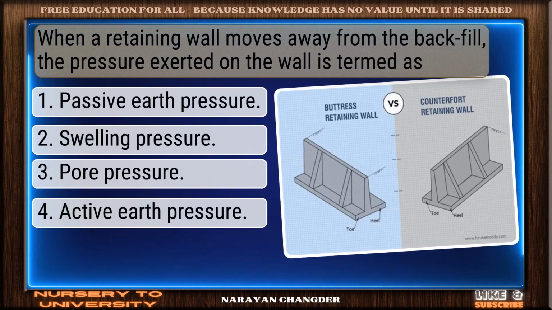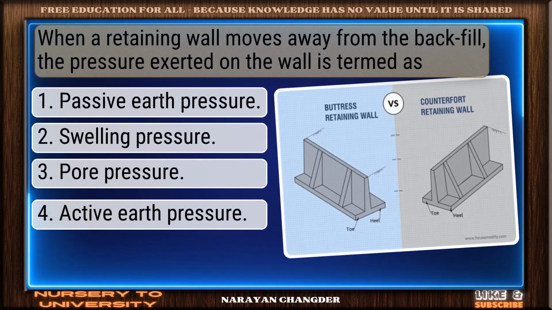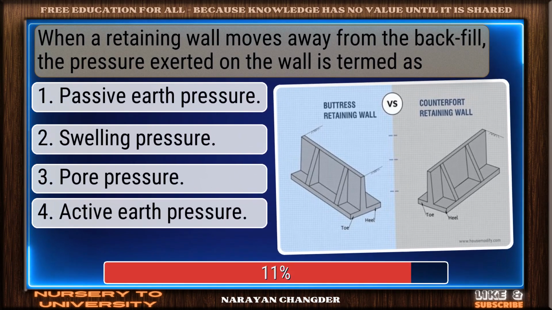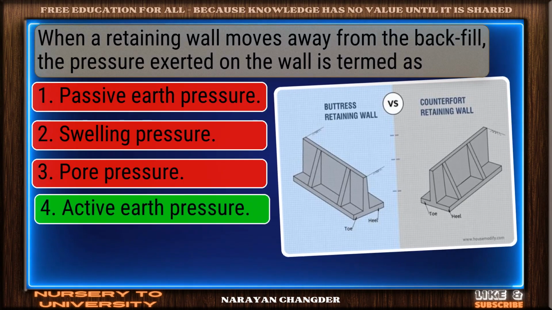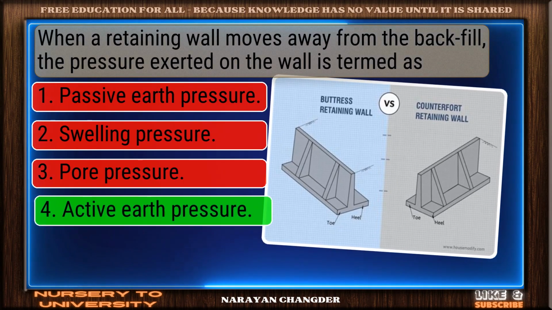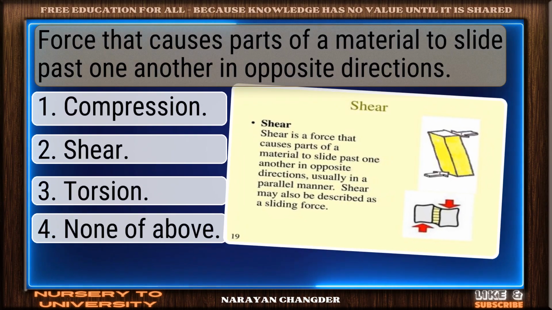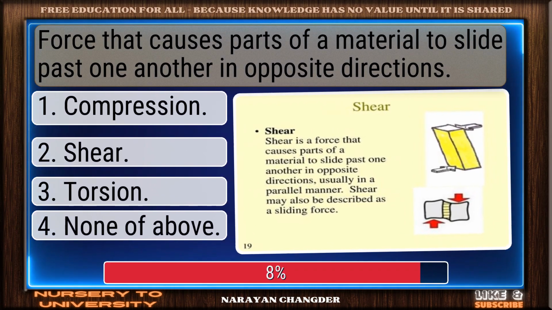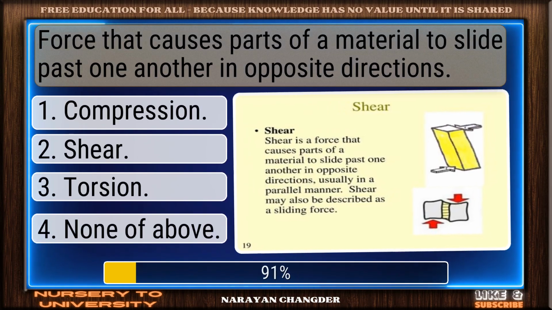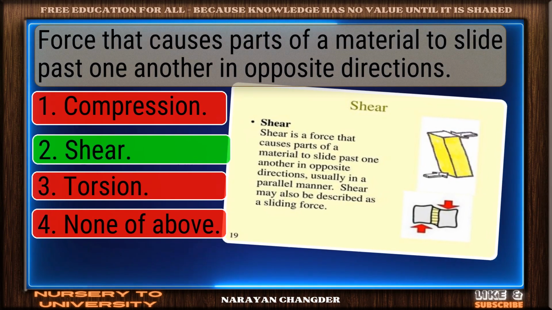When a retaining wall moves away from the backfill, the pressure exerted on the wall is termed as dash. Nicely done. Active earth pressure is a solid answer. Force that causes parts of a material to slide past one another in opposite directions. Sharp thinking. Shear is the right choice.